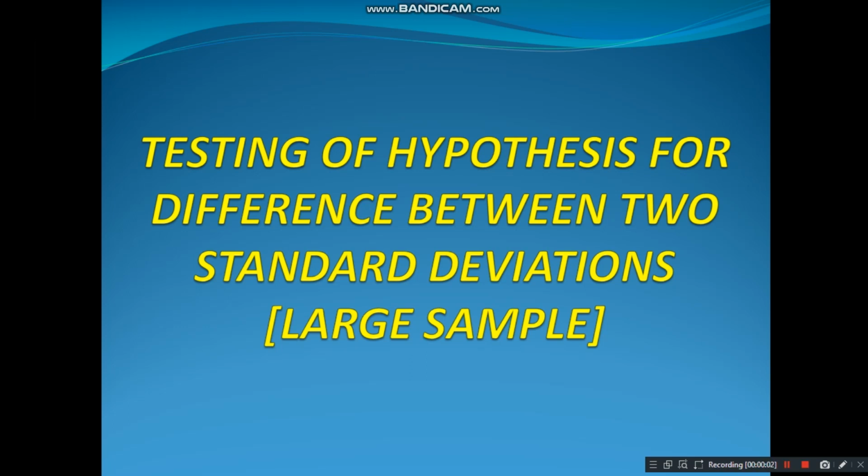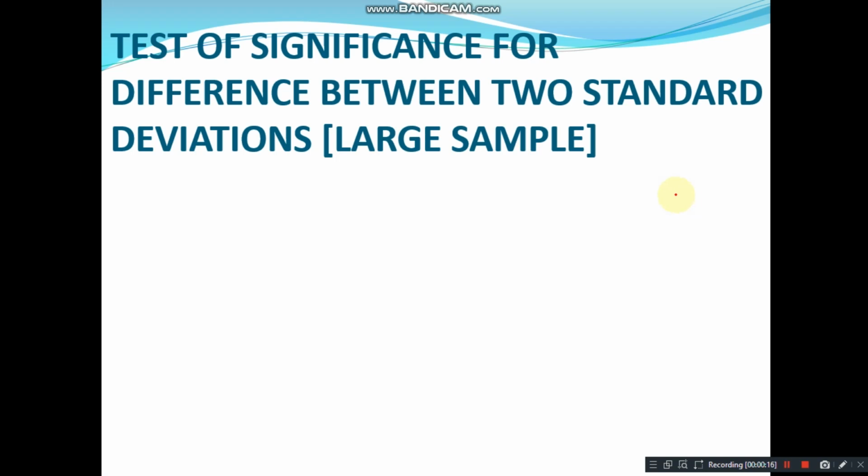Hi friends, in this video I would like to explain how to test a hypothesis for the difference between two standard deviations. Let us see. For that, see here, the difference between the two standard deviations.